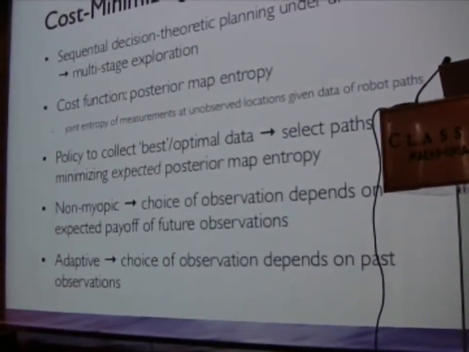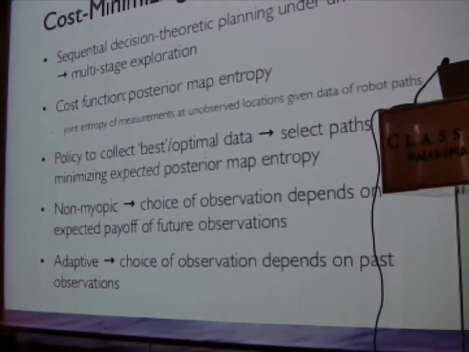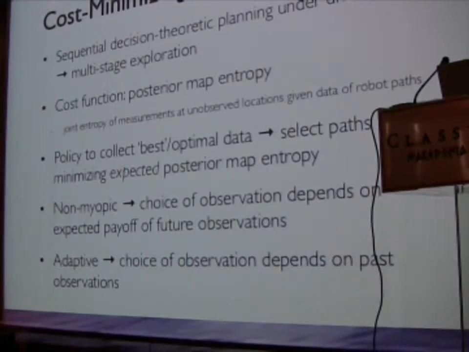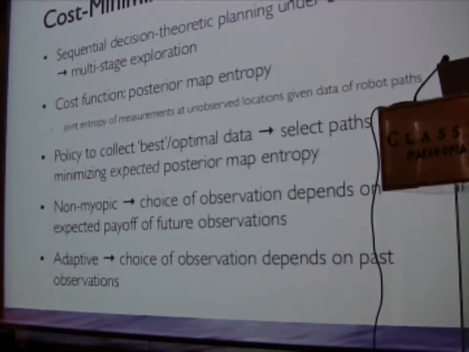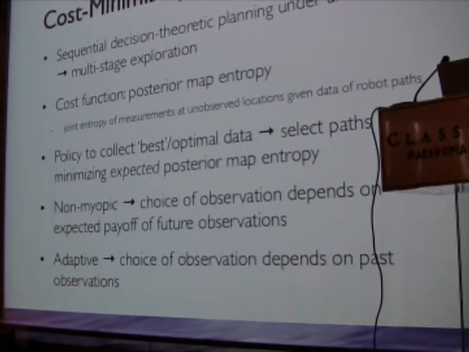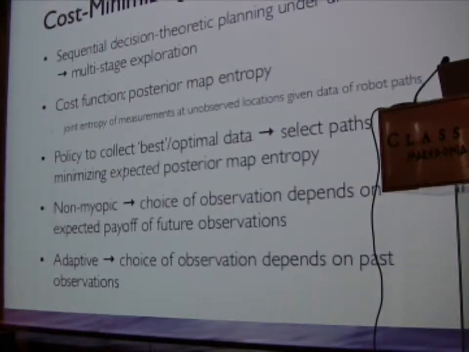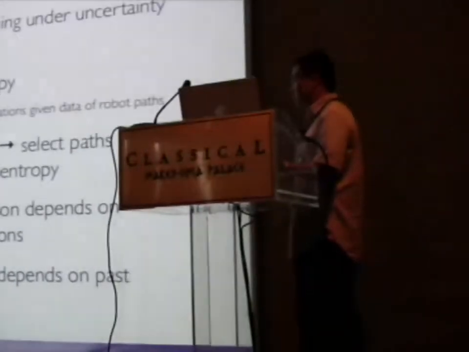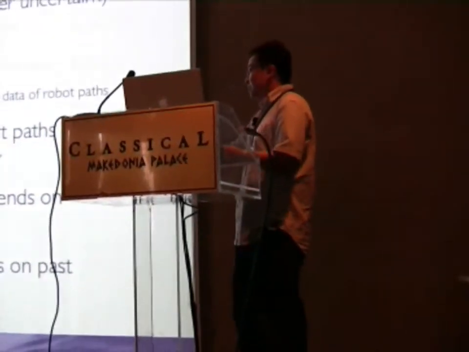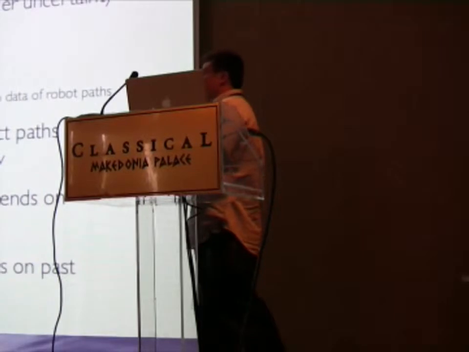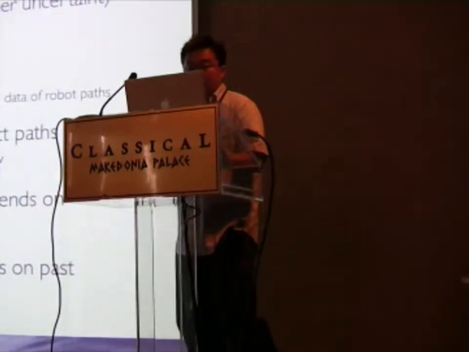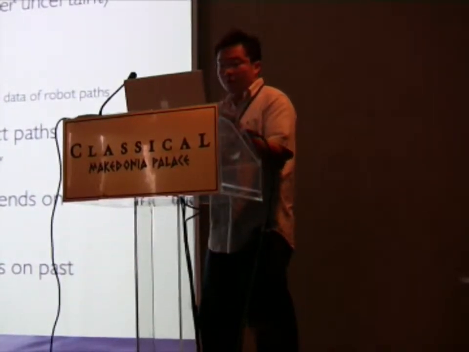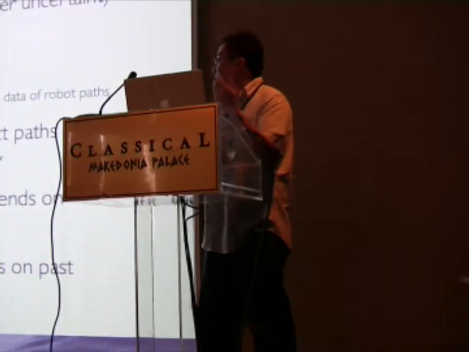Two desirable properties in this framework are, firstly, that the exploration policy is non-myopic. What this means is that the choice of the current observation depends on the expected payoff of the future observations. The other property is the adaptive property. In my work, I have formalized the notion of adaptivity, what it means to be adaptive. What that means is that the choice of the current observation depends on the past observations.